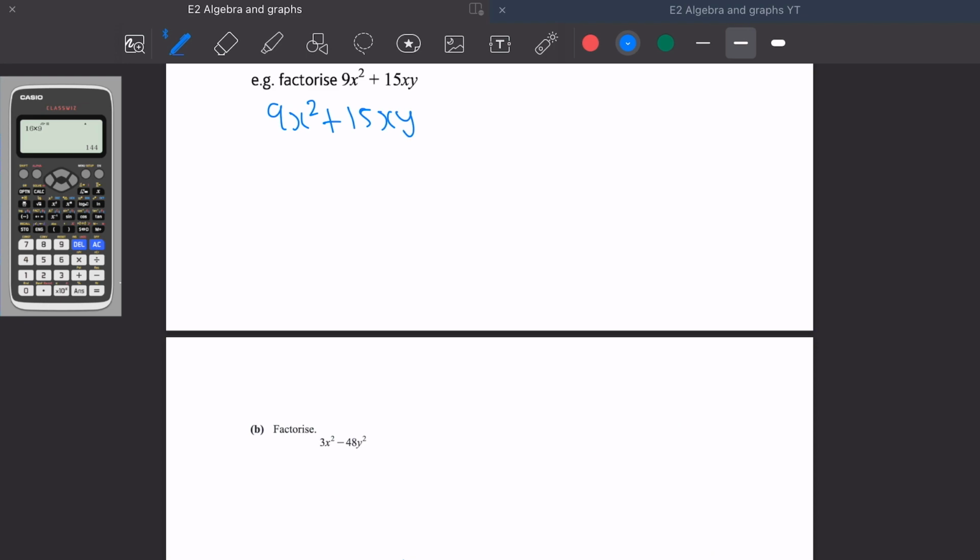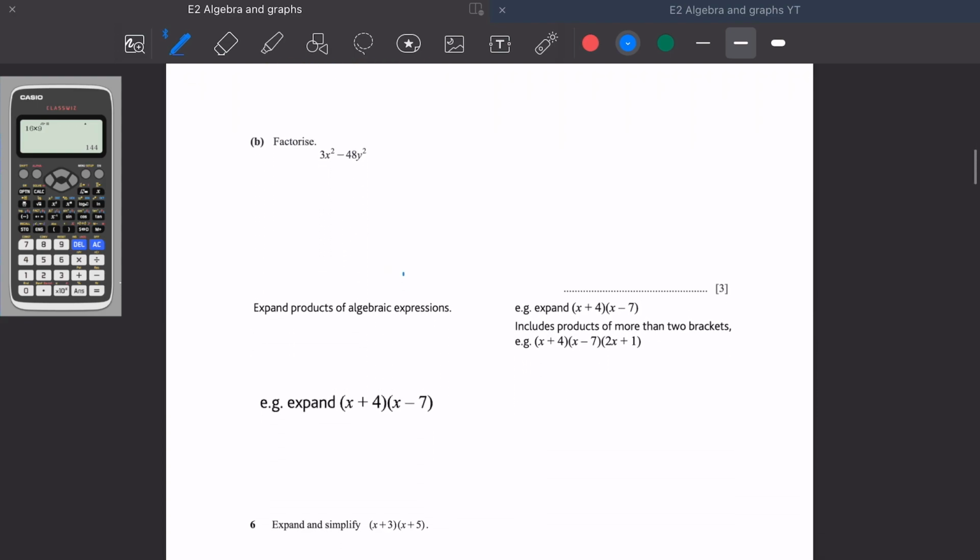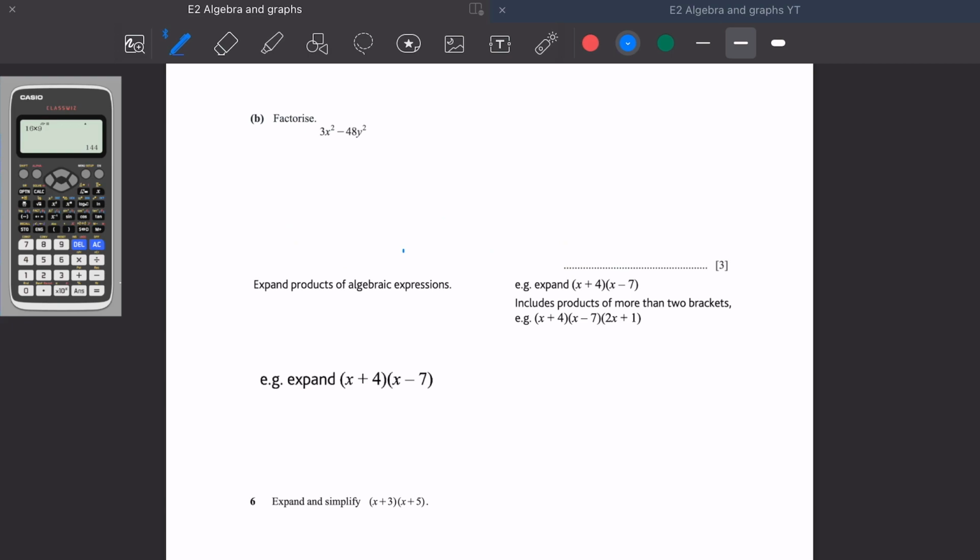Let's take 3 common, or rather 3x, plus 5y. Next question is factorize 3x squared minus 48y squared.